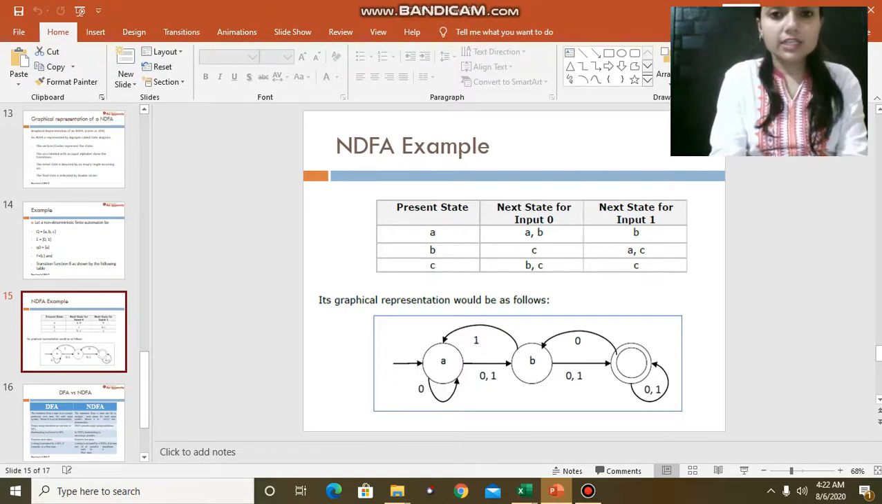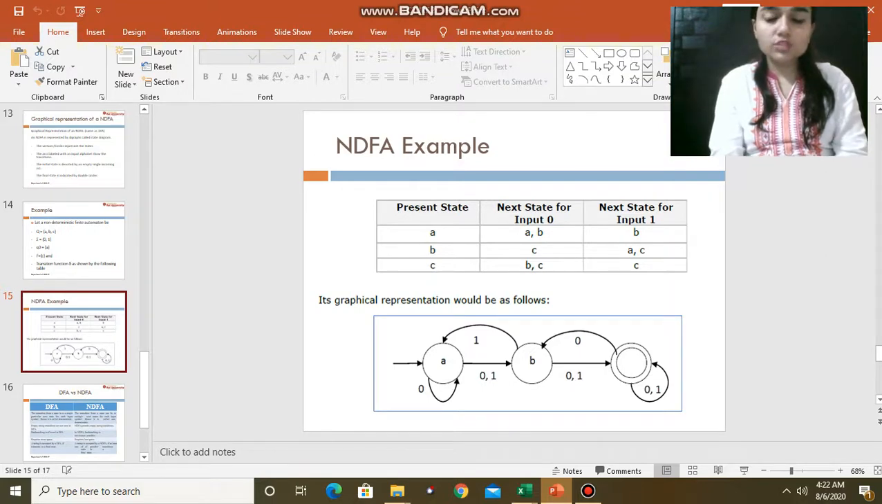If I see the second row, on giving input 0 to the present state B, we reach state C, and on giving input 1 to the present state B, we can reach either A or C. Let's see the third row. On giving input 0 to C, it reaches B and C, and on giving input 1 to the present state C, it reaches C itself.